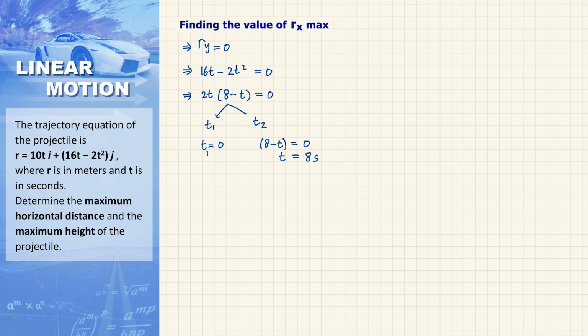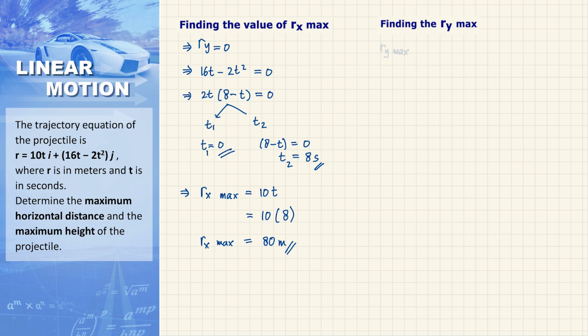We denote it as t1, which represents the object's condition at the start of its motion, and t2 represents the object's position at the end of motion, or when it has returned to the ground. To find the maximum Rx, we substitute t2. We find that the maximum horizontal distance is 80 meters. Next, we will determine the maximum Ry. The maximum height is achieved when Vy, or the vertical velocity, equals 0.